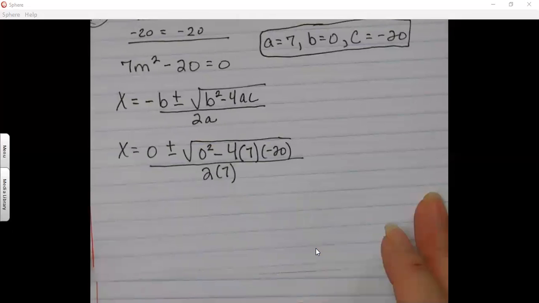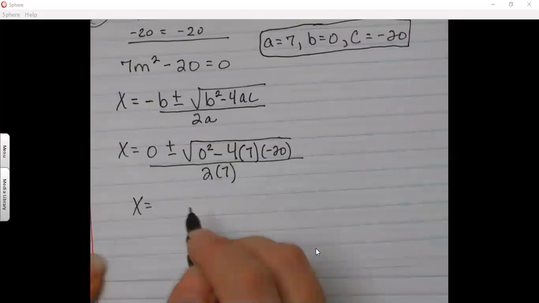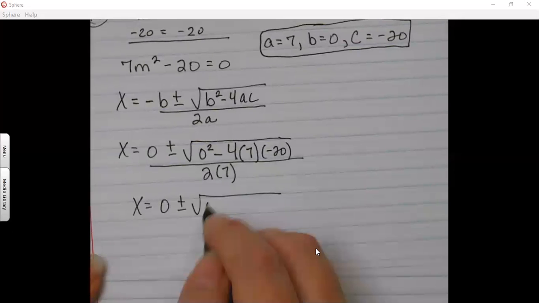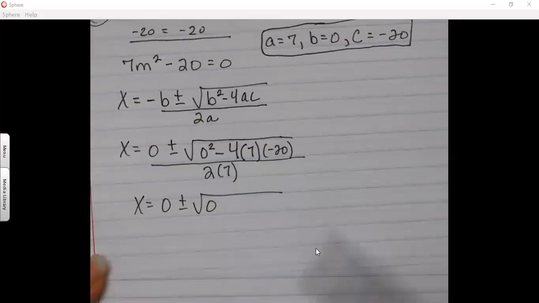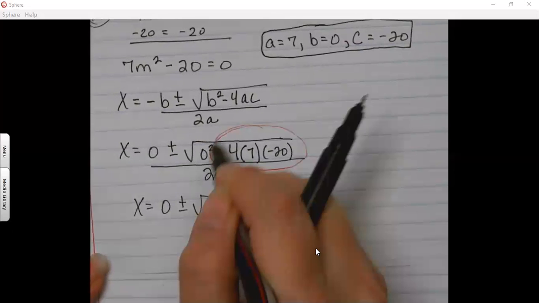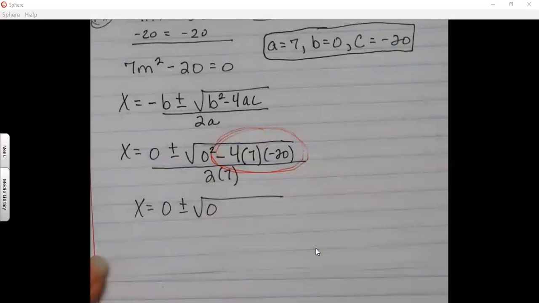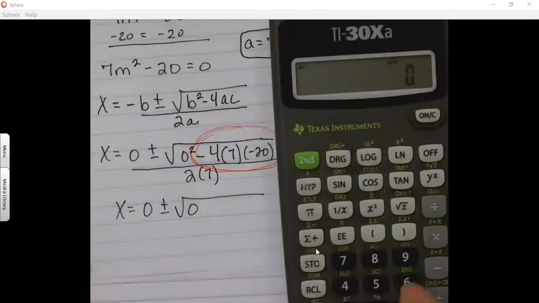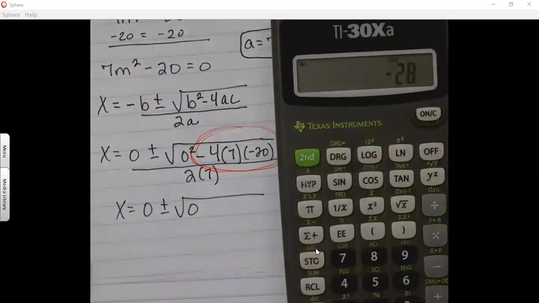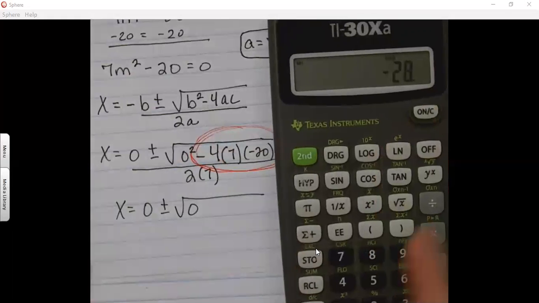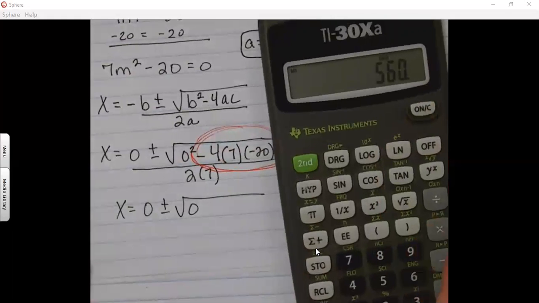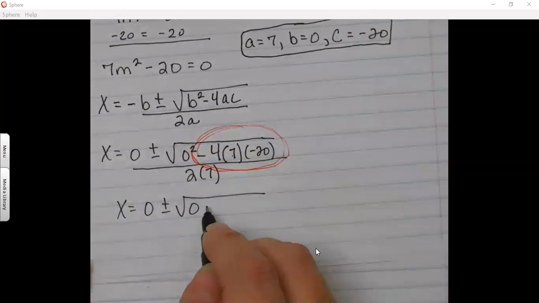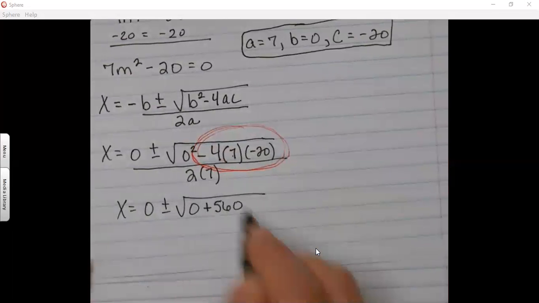So X equals 0 plus or minus the square root. 0 squared is 0. And remember, I told you, do the minus 4AC all together. Okay. So negative 4 times 7 is negative 28. And negative 28 times negative 20 is 560, giant number. And it's positive, right? Negative times a positive times a negative became a positive 560 all over 14.